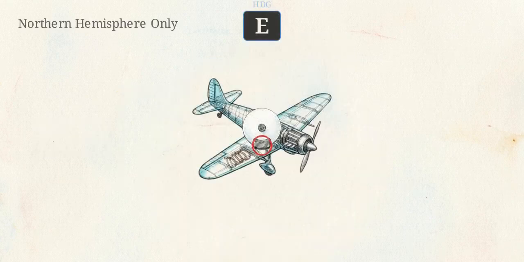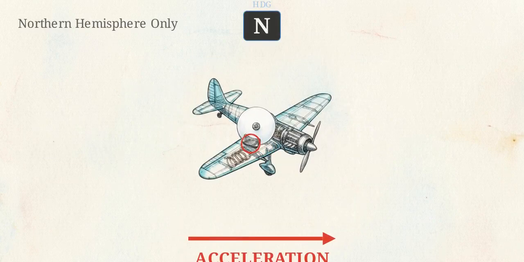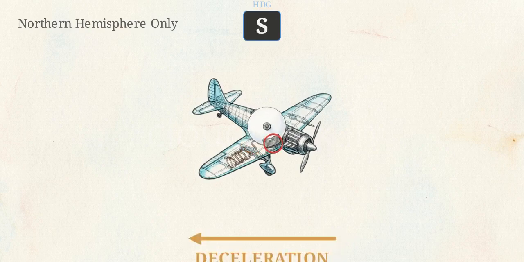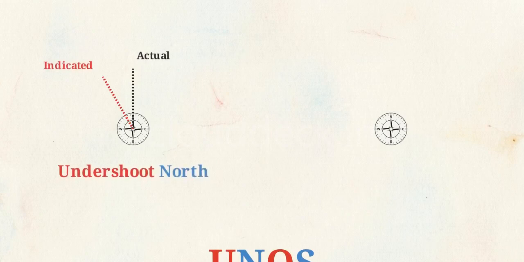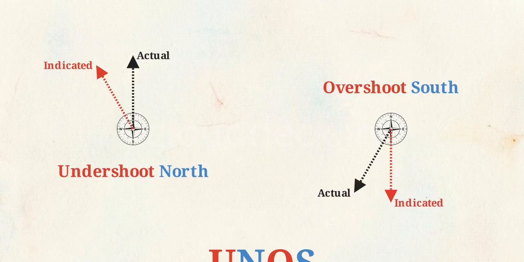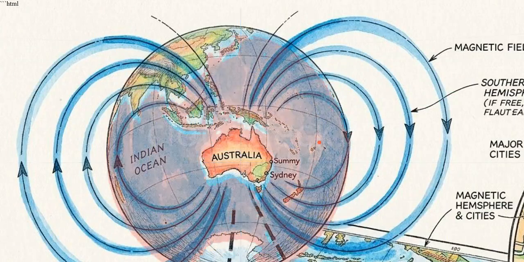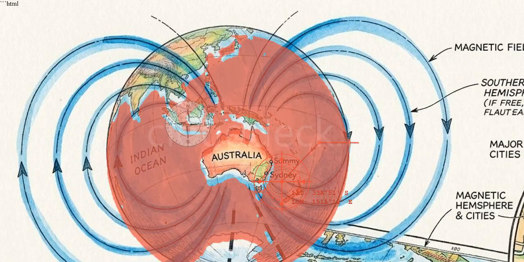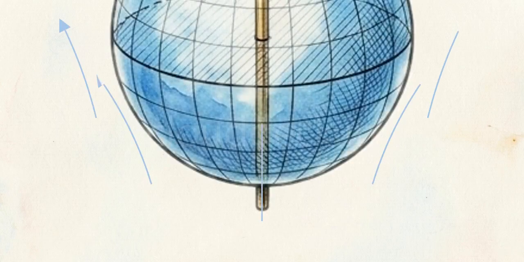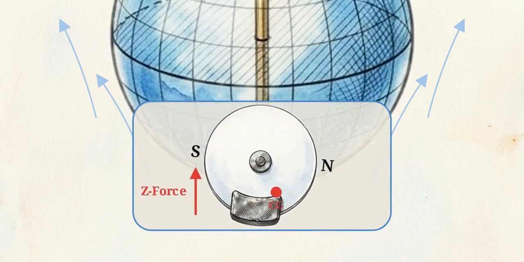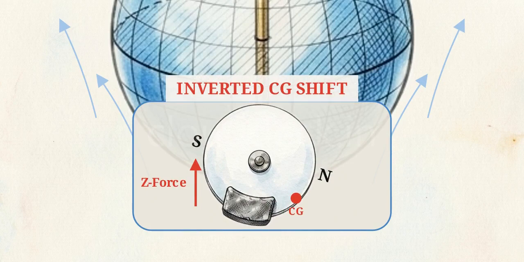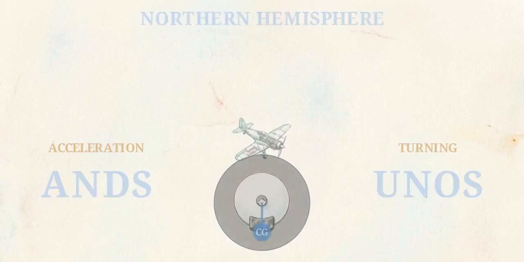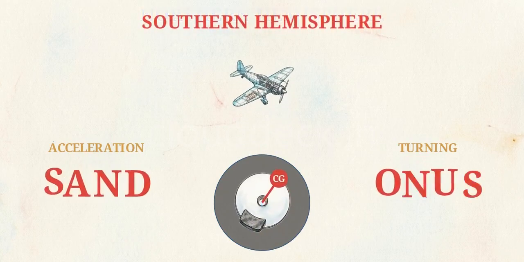In the northern hemisphere, acceleration creates a false turn to the north, and deceleration shows a false turn to the south, remembered as ANS. When turning, the compass lags behind north and leads south, remembered as UNOS, undershoot north, overshoot south. The trap occurs when a question places your aircraft in a location like Sydney, Australia. In the southern hemisphere, the Earth's magnetic flux lines pull the needle in the opposite direction, meaning every kinetic rule inverts. ANS becomes SAND, and UNOS becomes ONUS.